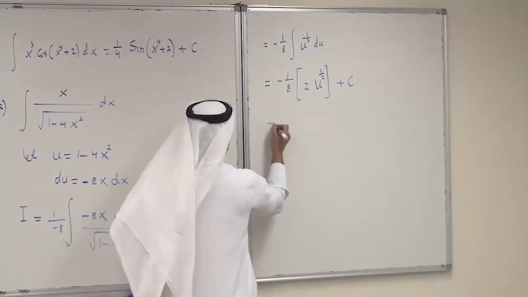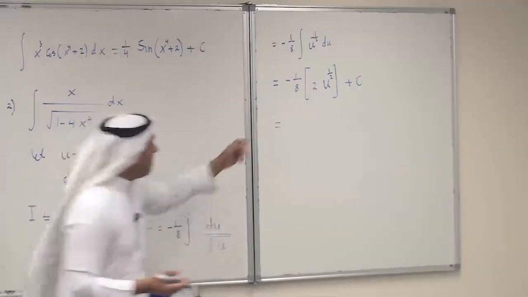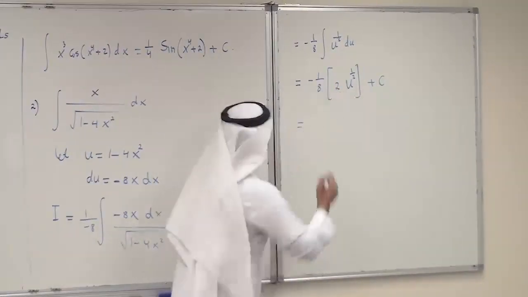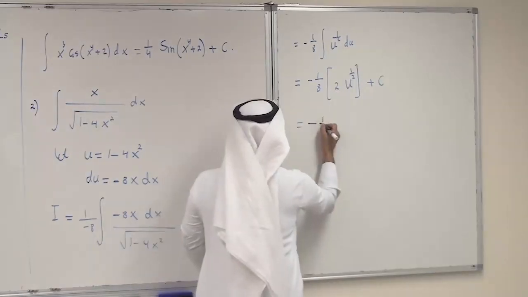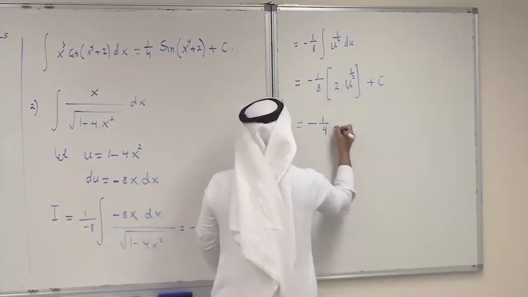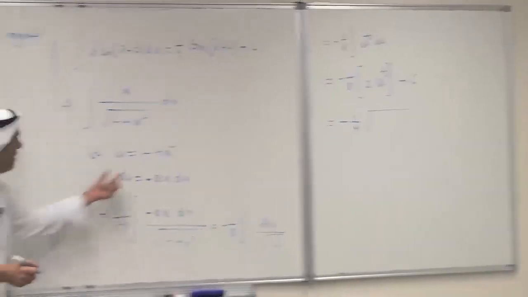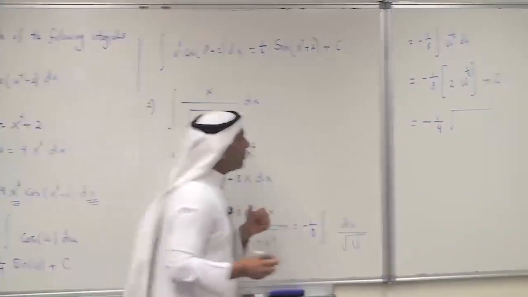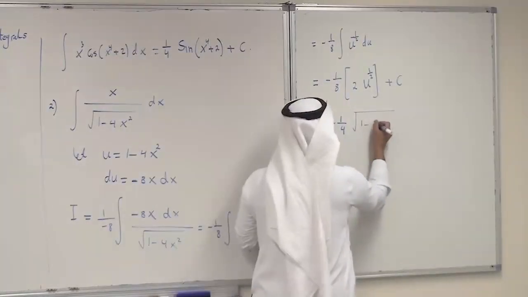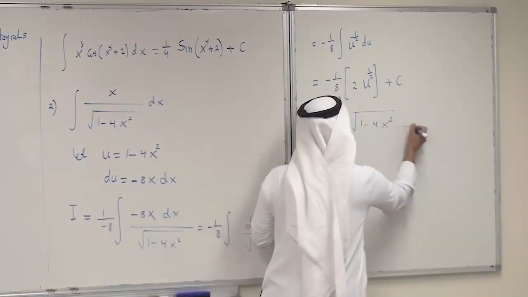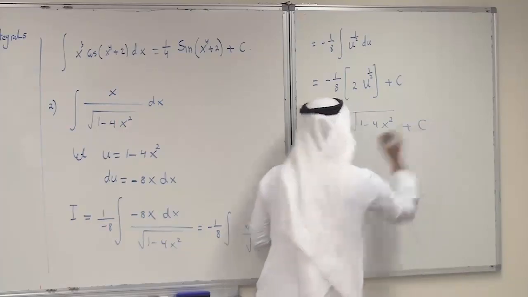So what is the final answer then? The final answer will be minus 1 over 8 times 2. That is minus 1 over 4, u to the power 1/2. That is radical of u. What is u? u is the expression here. We have 1 minus 4x squared. Adding to this, a constant of integration.